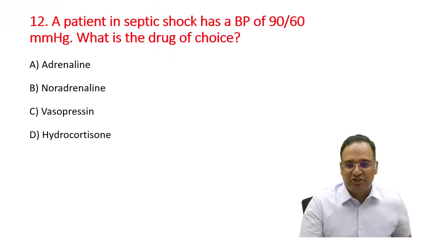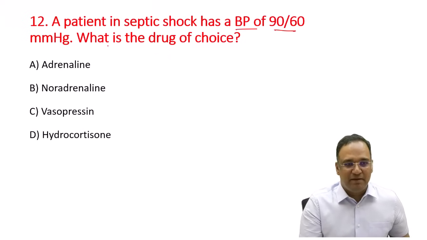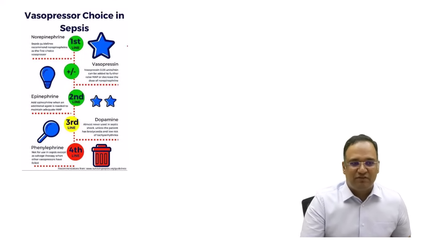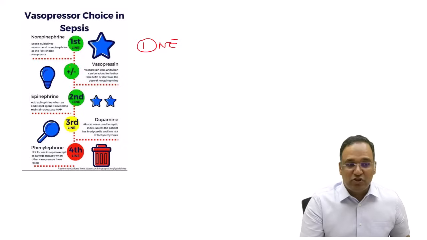A patient with septic shock with a BP of 90/60 millimeter of mercury, what is the drug of choice? The drug of choice is noradrenaline. The first drug is norepinephrine, the first line. With or without, you can use vasopressin. So, plus or minus, you can give vasopressin.